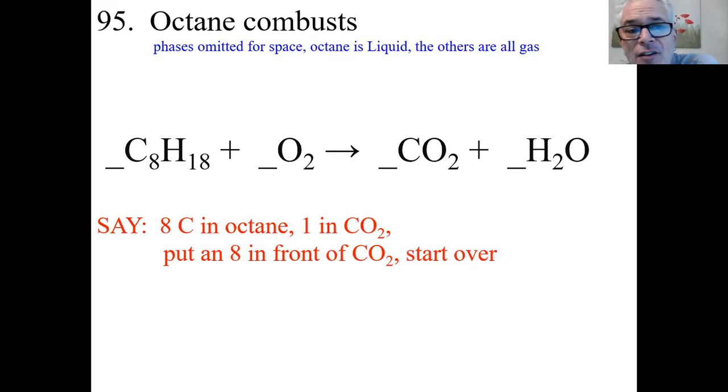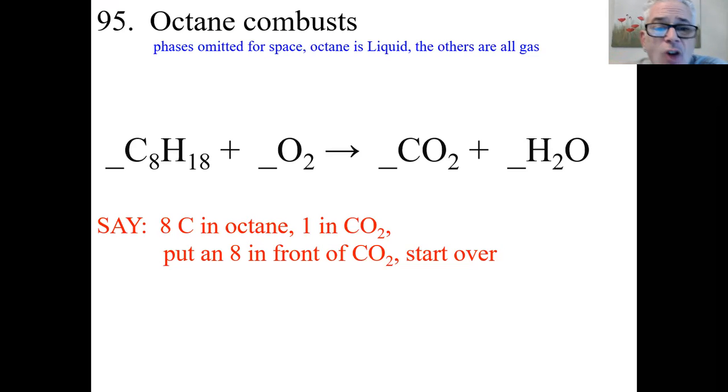Here we go, octane. It's going to combine with oxygen. It's going to make carbon dioxide and water, okay? It says in top in blue, the phases were omitted for space, octane's a liquid, the other three are gases, right? When you have octane in your car engine, though, sometimes they spritz some of that liquid out, vaporize it, because there's more surface area, it's going to explode faster, you use less. Could be a gas, depends on how you're imagining it, but octane is a liquid.